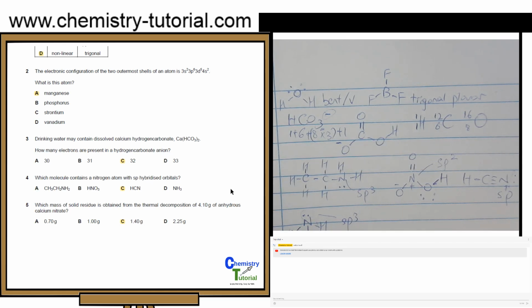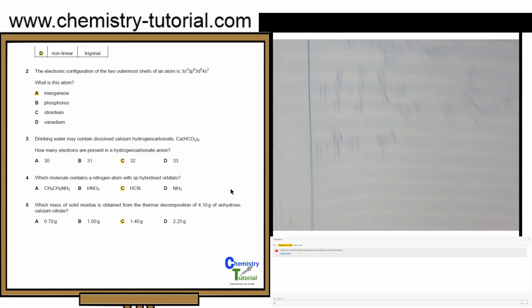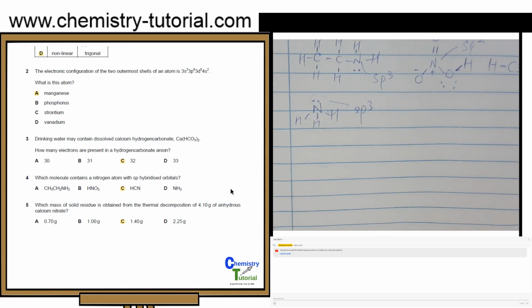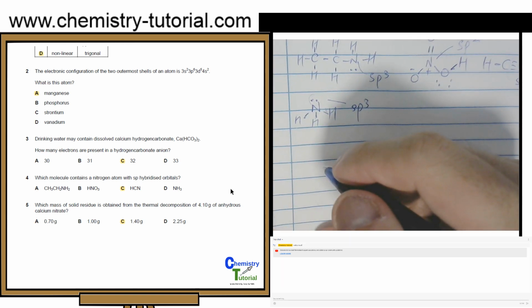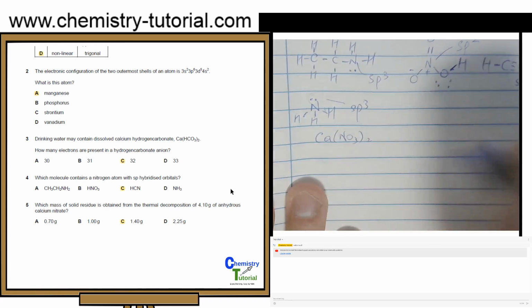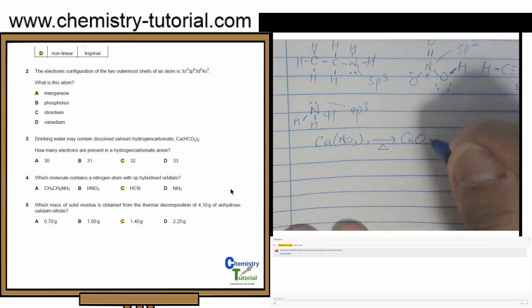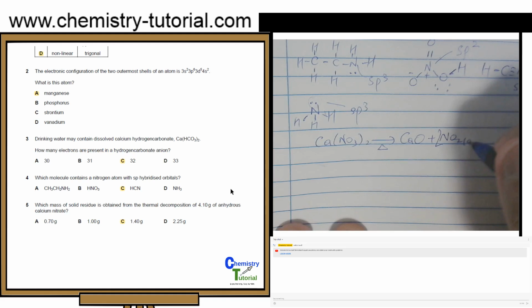Now, for question 5, which mass of solid residue is obtained from the thermal decomposition of 4.10 grams of anhydrous calcium nitrate? So we need to know the equation. Calcium nitrate, Ca(NO3)2, undergoes thermal decomposition to produce calcium oxide plus nitrogen dioxide, but you have 2 moles of nitrogen dioxide, it's a gas, plus half a mole of oxygen.